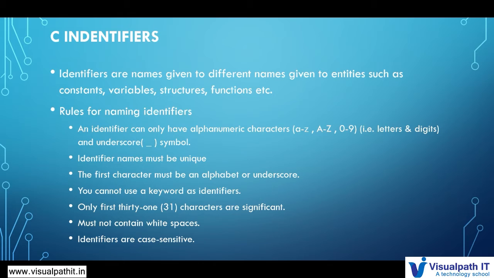An identifier can only have alphanumeric characters. It can be small a to small z, capital A to capital Z, 0 to 9, and the underscore symbol. These are the only things that we can have. It cannot have special characters like percentage, exclamation mark, ampersand. These types of special characters are not allowed to define a C identifier.